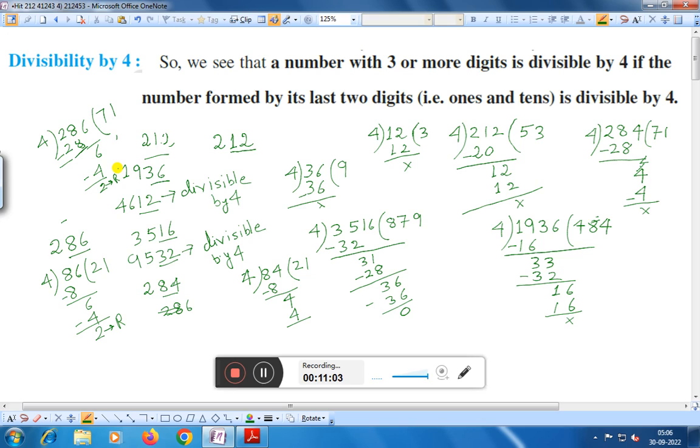In conclusion, we can say that a number with 3 or more digits is divisible by 4 if the number formed by its last two digits, that is the ones and tens, is divisible by 4. You have to remember this. This is the divisibility rule of 4.